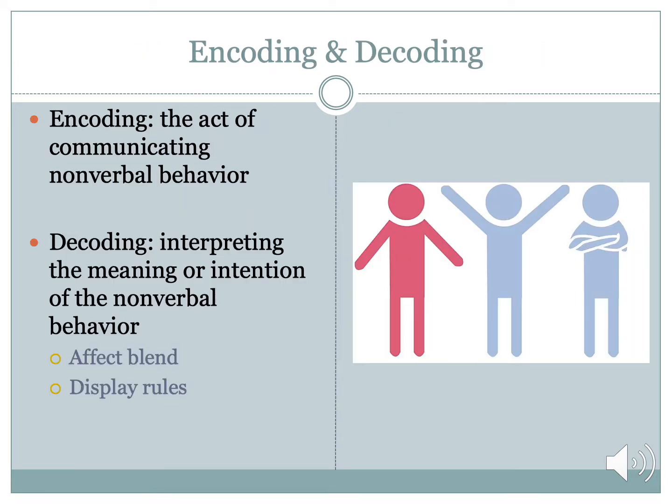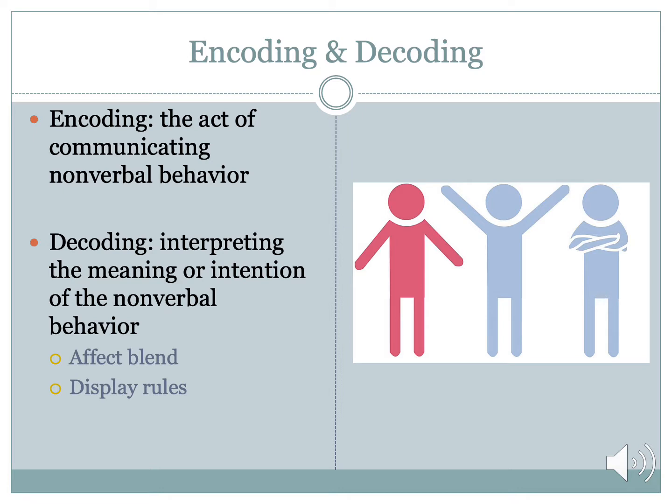But what is encoding and decoding? To encode means to communicate nonverbal behavior, while to decode means to interpret the meaning or intention of that nonverbal behavior. Decoding sometimes is inaccurate due to affect blend, which is a facial expression with two different registered emotions. For example, someone might look sad, or they might look disappointed if they're frowning, but we may choose to infer one over the other.